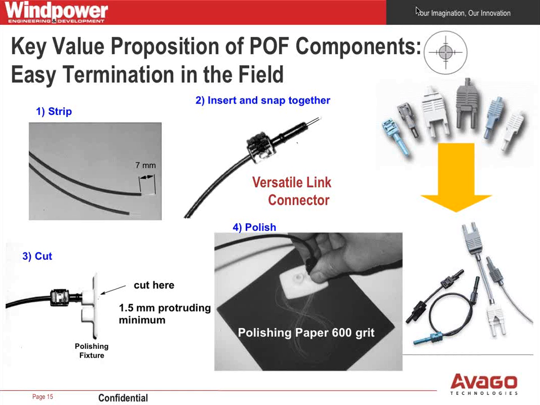So the concept to create a plastic optical fiber connectorized cable is basically you just strip back the fiber. You can insert it. This happens to be a crimpless connector. So basically the fiber slides on the ferrule, you clamp it shut, and cut it in step 3 in the lower left-hand corner. You cut it to a minimum, roughly a millimeter or so protruding from the polishing assembly, and then you just do a figure 8 on a piece of 600 grit sandpaper. Very quick process, very easy process to do in the field.